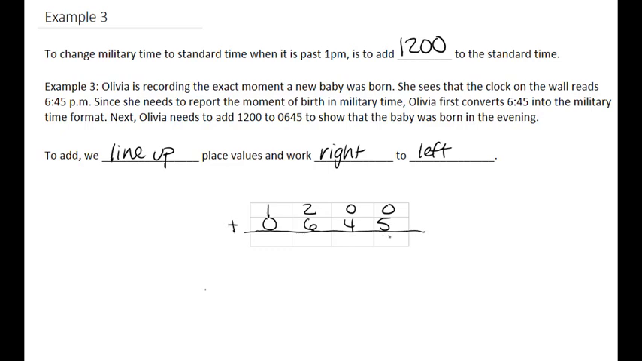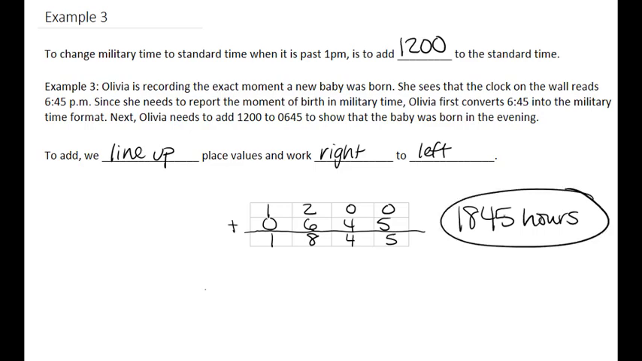So 0 plus 5 is 5. 0 plus 4 is 4. 2 plus 6 is 8. And 1 plus 0 is 1. So for the time that she would write, it would be 18:45 hours.